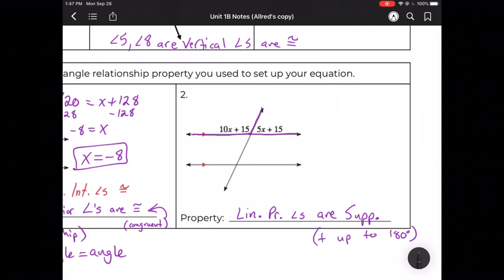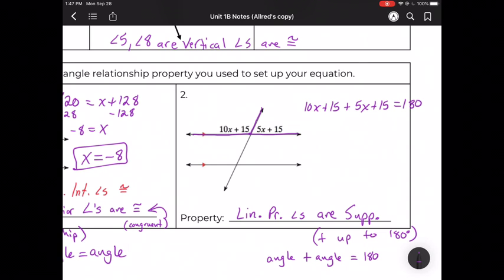Since they're supplementary, I'm not going to say angle equals angle. I'm going to say angle plus angle equals 180 degrees. So 10x plus 15 plus 5x plus 15 equals 180. And then I start to solve.